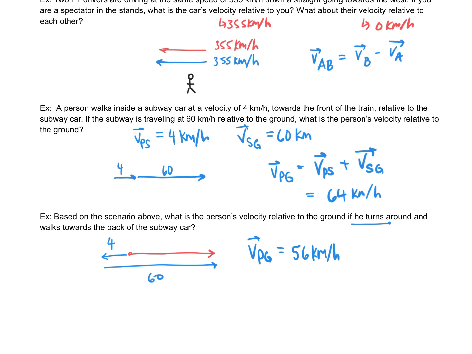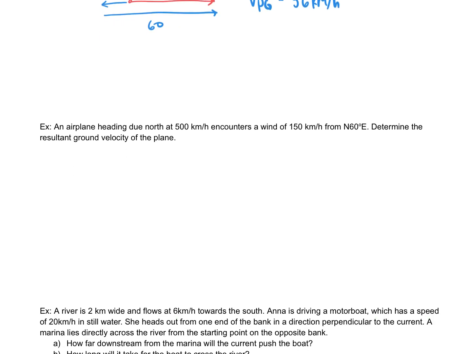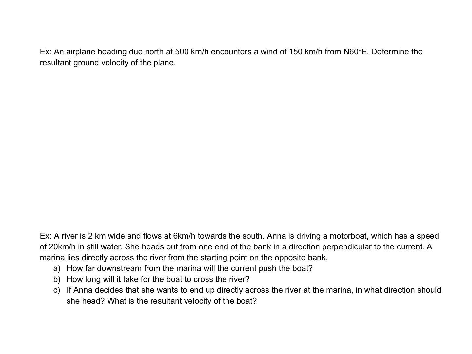So these first three examples that we looked at are all very linear because the objects were going in the same direction, different speeds, but relatively parallel directions, let's say. Let's get a little fancier though. An airplane heading due north at 500 kilometers per hour encounters a wind of 150 kilometers per hour from north 60 degrees east. Determine the resultant ground velocity of the plane. So if I want the velocity of the plane relative to the ground, I have to add the velocity of the plane relative to the air with the velocity of the air relative to the ground. In other words, the airplane's velocity relative to the air with the wind.